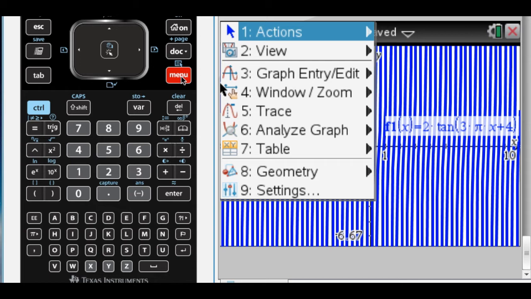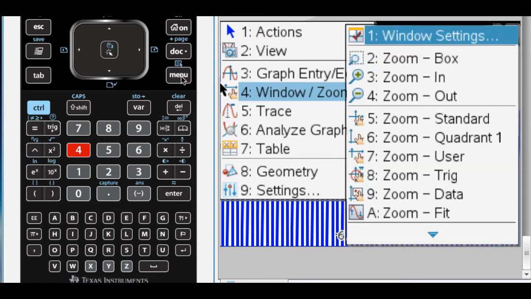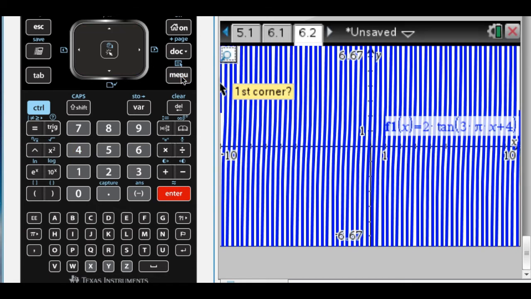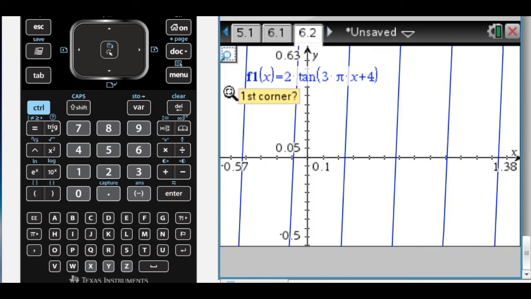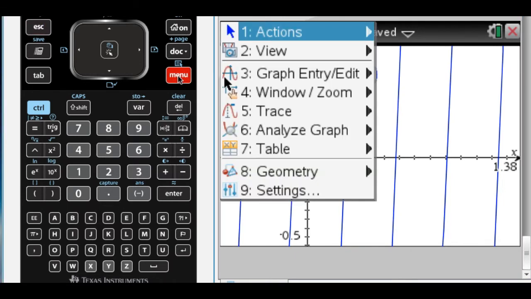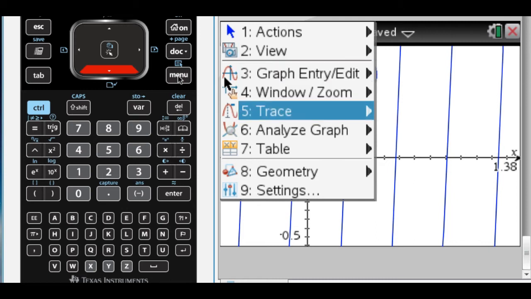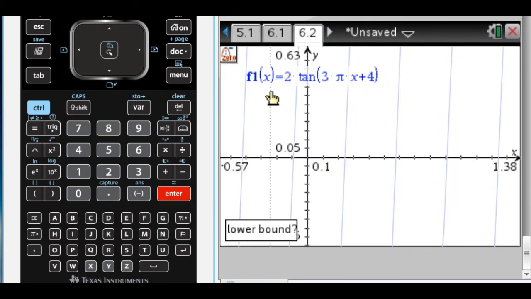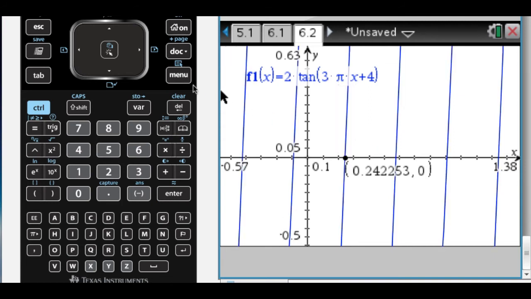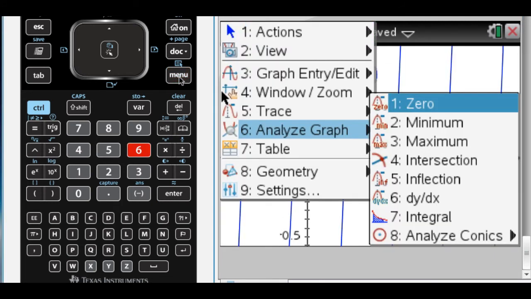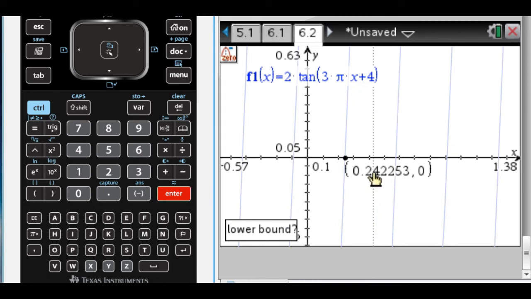So what I'm going to do here is change my window. Menu 4, and then I am going to zoom box really tiny here, like this. Okay, so I'm looking for the period of this function. To find the period, what I can do is find consecutive zeros and subtract them. So analyze graph, zero, let's go with this one, and then I'm going to repeat that, so menu 6, 0, repeat it there.